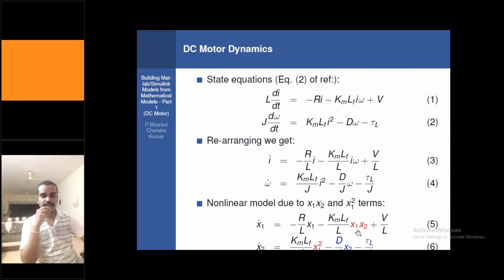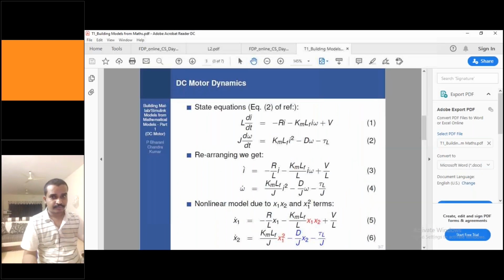Now, whether the system is linear or nonlinear: obviously the system is nonlinear due to two particular factors. One factor is x1 times x2, the product of two states. That means it will not satisfy the principle of superposition and homogeneity, so due to this factor it is nonlinear. And due to the x1 square, which is in red, your system is also nonlinear. So I have the nonlinear model.